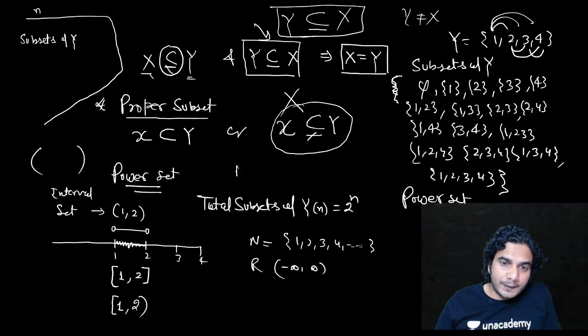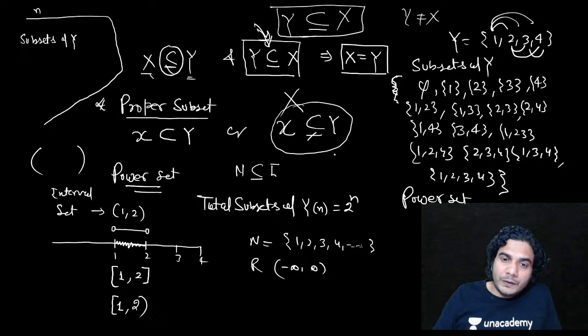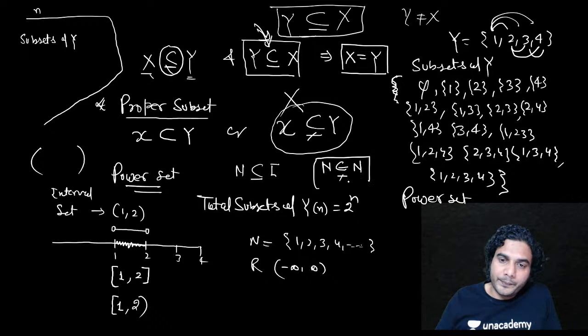Like natural numbers is a subset of integers. Now we know that the set of natural numbers is not equal to the set of integers. Then also we can use this symbol, which was used for subset. All right. But you can't write it like this: natural numbers is not equal to natural numbers. This is wrong. You know these two are equal and you are putting this symbol. This is wrong.